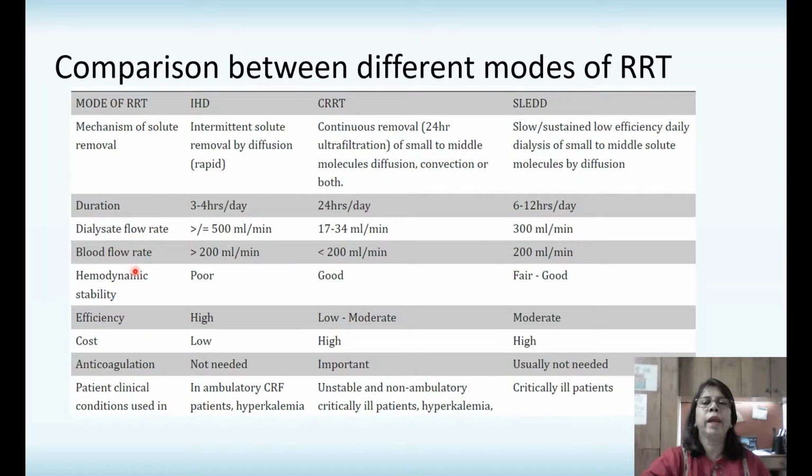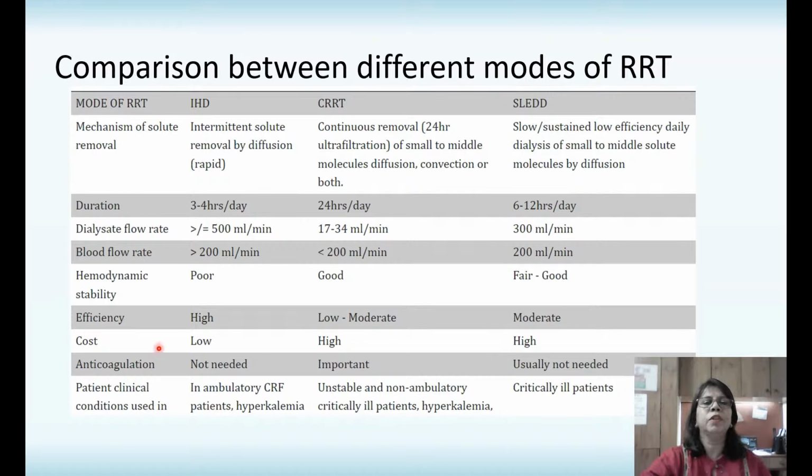The blood flow rate is approximately 200 ml per minute. In CRRT, however, patients are usually hemodynamically unstable and the blood flow rate should be kept less than 200 ml per minute. The hemodynamic stability achieved with intermittent hemodialysis is, however, poor, and hypotension is a very common complication. In CRRT, the stability is good, and in SLED, it is fair.